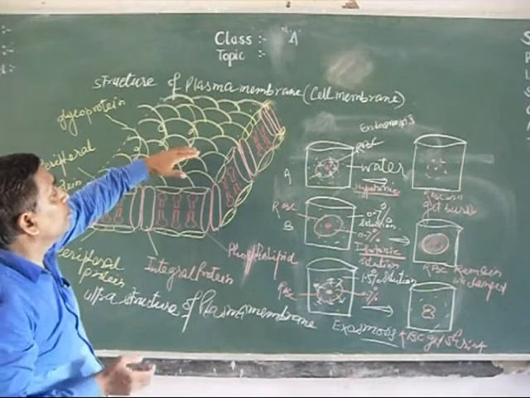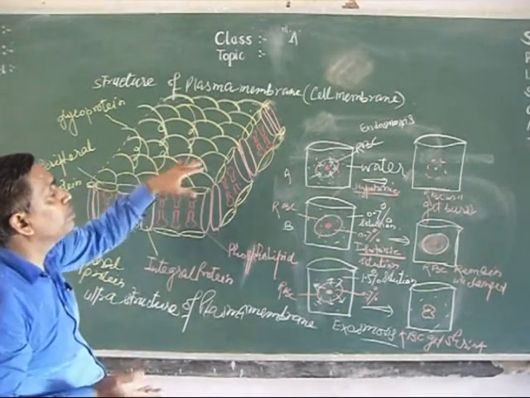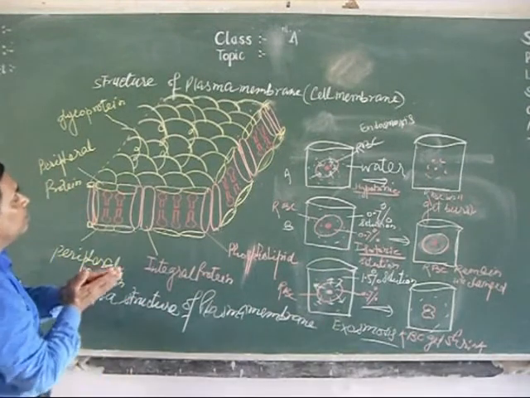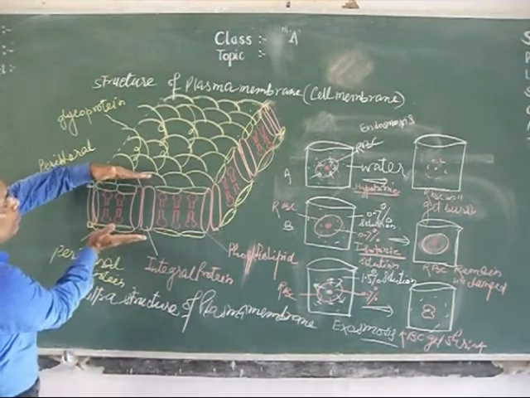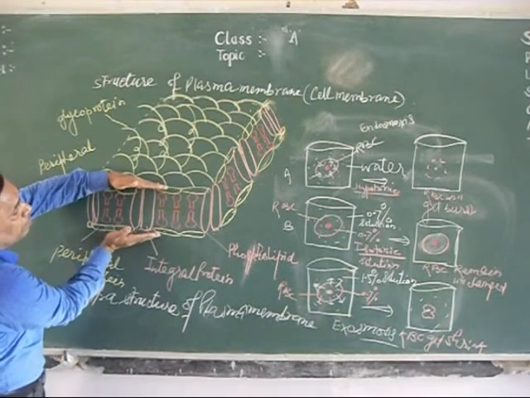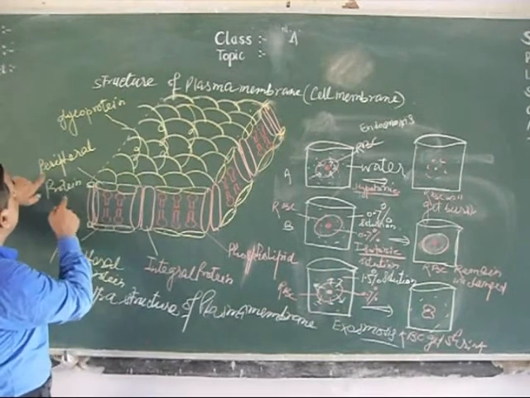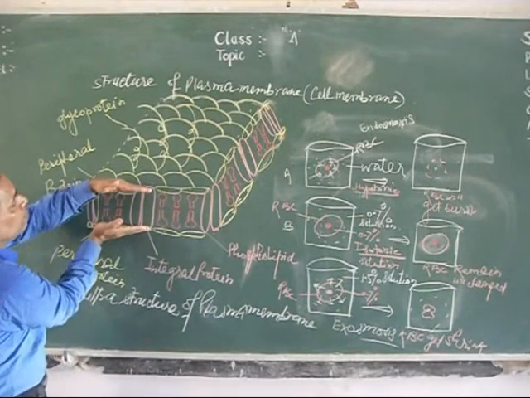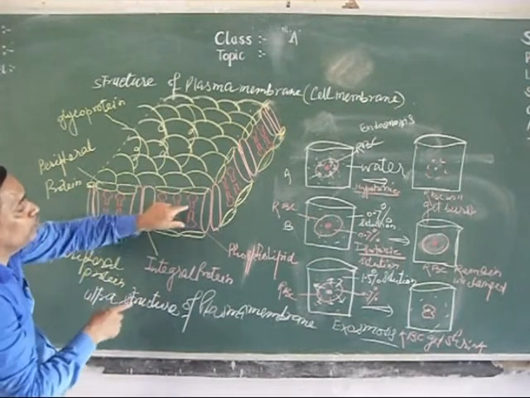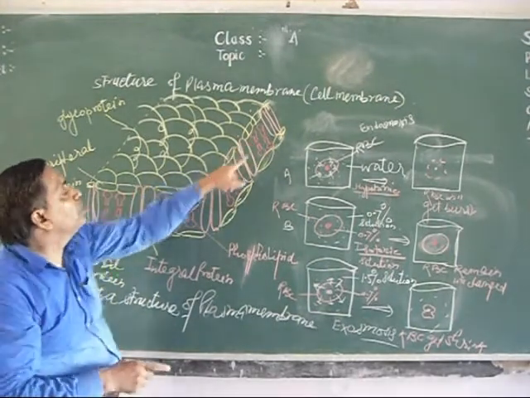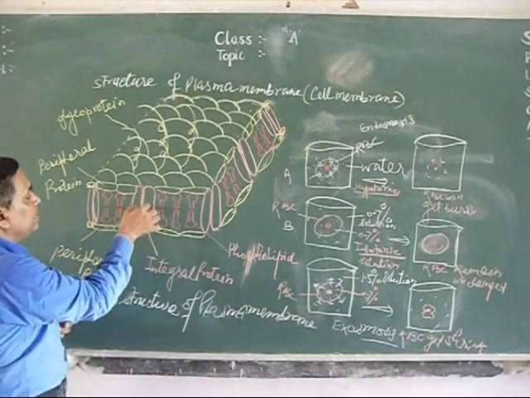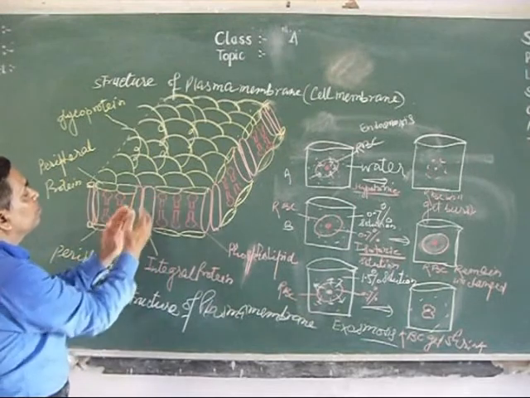The fluid mosaic model to explain the structure of the plasma membrane was given by Singer and Nicolson. They said that the plasma membrane is made up of a bi-protein and bilipid layer. So the upper surface and lower surface of the membrane are made up of peripheral protein. In between these two is the bilipid. Bilipid means two layers of phospholipid. And between this lipid is the integral protein. Integral means pillar-like vertical protein is present.